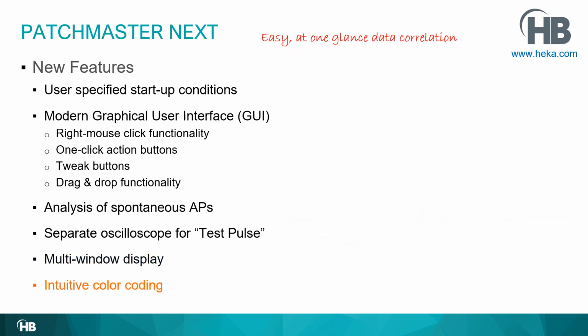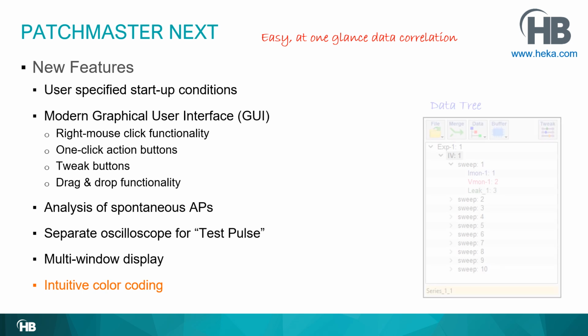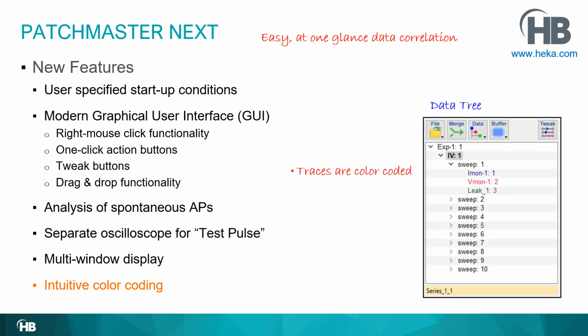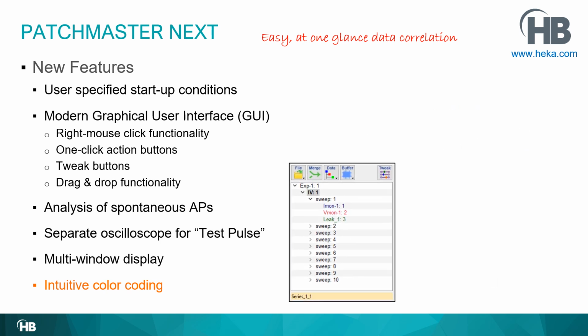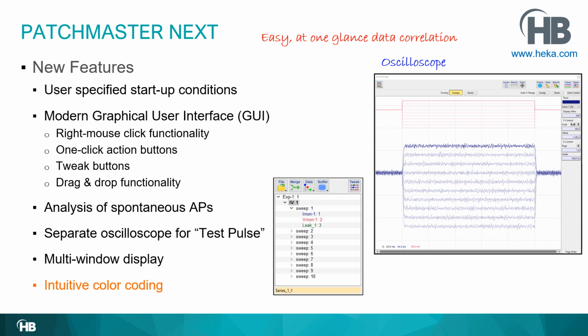Then the last thing is the color coding of the data traces. It's very easy now to see at one glance the correlation between the data traces and the analysis, for example. Here you see that the data traces are color coded in the data tree window. And they are the same color when you display them in the oscilloscope window.